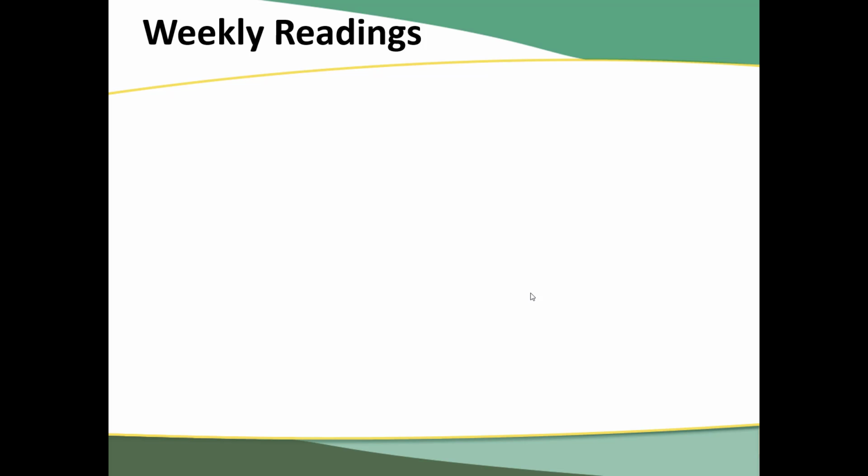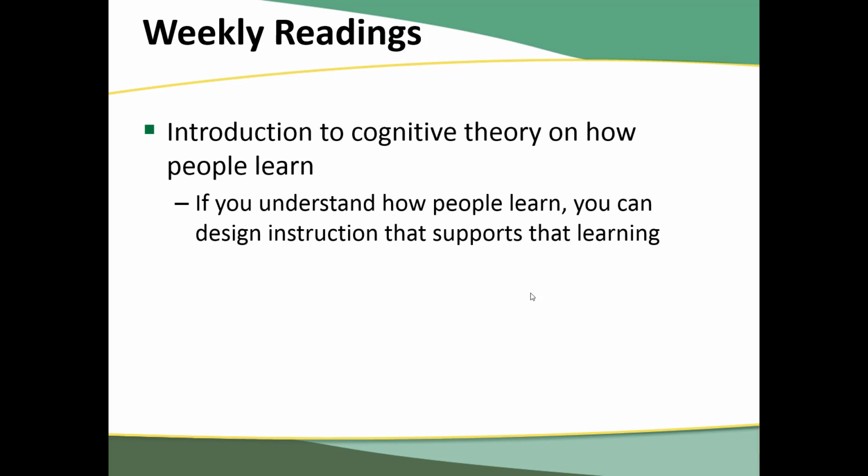There's going to be 2 chapters that you're going to read. In the first chapter, you're going to get an introduction to cognitive theory and how people learn. It's important for you to understand cognitive theory because if you can understand how people learn, you can design instruction that supports that learning. Cognitive theory of multimedia learning is a very important concept for you to understand.